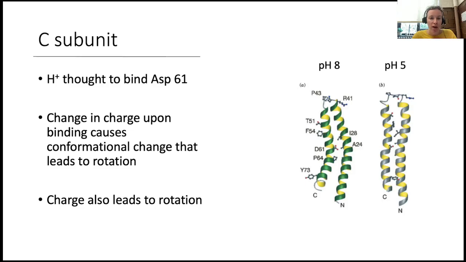What's going on really comes down to what is happening with all of those C subunits that make up the C ring. It is thought that there is an aspartate 61 that is important for the translocation of protons. Now, of course, when aspartate becomes protonated, it goes from being negatively charged to being neutrally charged, right? And it is thought that this charge change results in a conformational change that leads to the rotation.